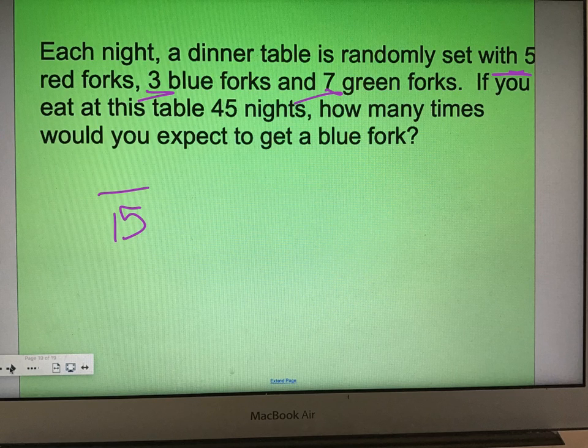And then the chance of being blue is 3, so it would happen 3 out of 15 times. But now they're going to ask 45 nights, not just 15 nights. If it was 15 nights, it'd be 3 out of 15. But they're saying, nope, let's change that to 45. So here comes the wonderful proportion. 3 out of 15 is the same as what out of 45? Raise your hand if you know that answer. And hopefully you answered 9.